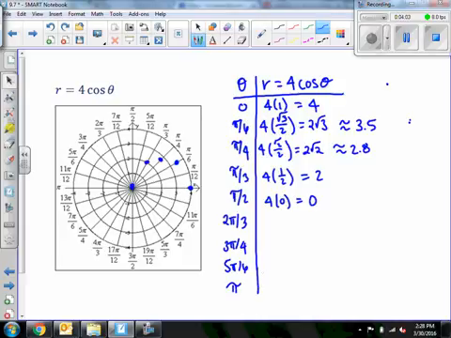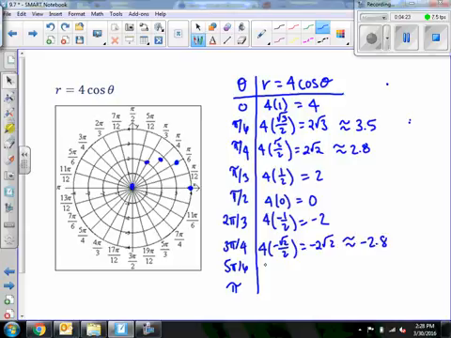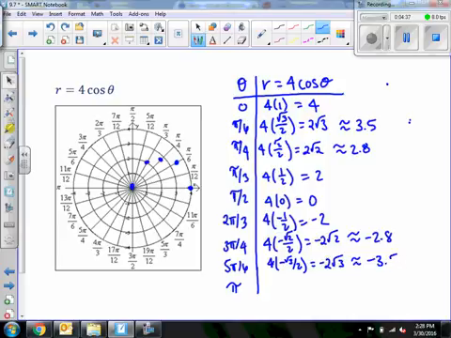If I plug in 2 pi 3rds, cosine of 2 pi 3rds is actually negative 1/2, which gives me a negative 2 here. Cosine of 3 pi 4ths is negative radical 2 over 2, which is going to give me a negative 2 radical 2, which gives me about negative 2.8. 5 pi 6, well, cosine of 5 pi 6 is negative radical 3 over 2, which gives me a negative 2 radical 3, which is approximately negative 3.5. And pi, cosine of pi is negative 1, so that gives me a negative 4.